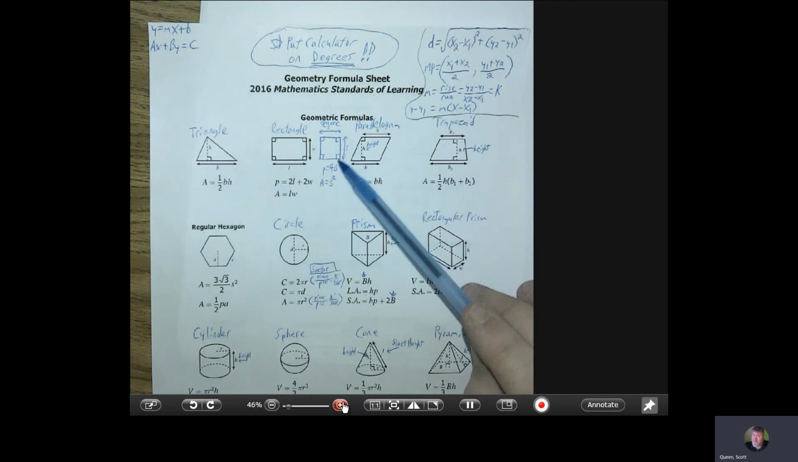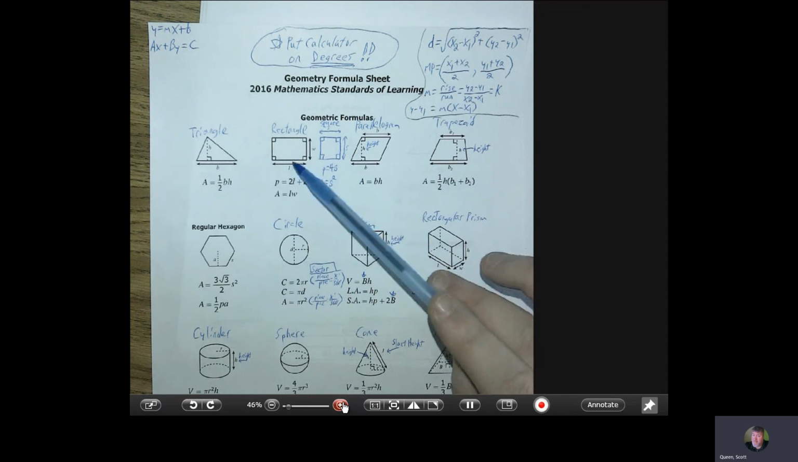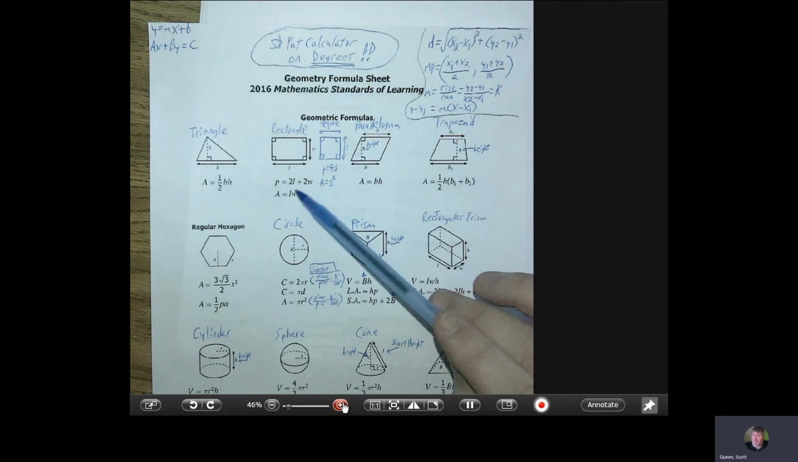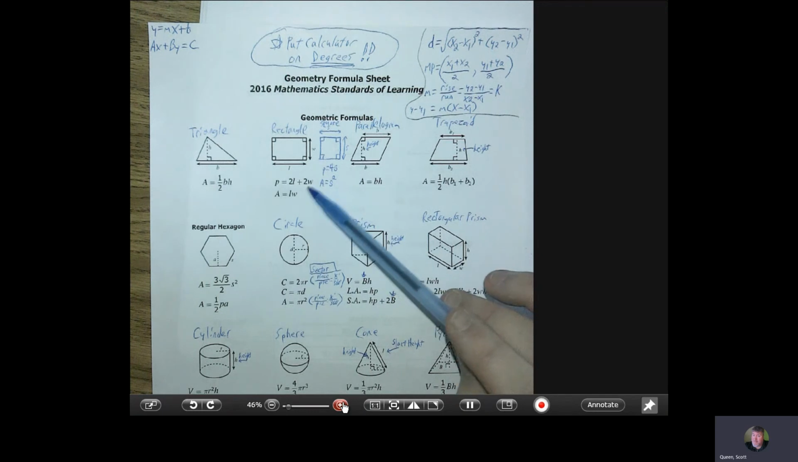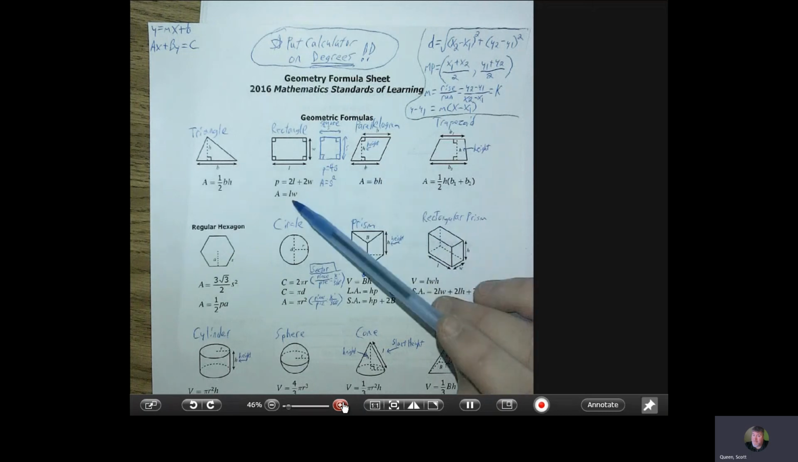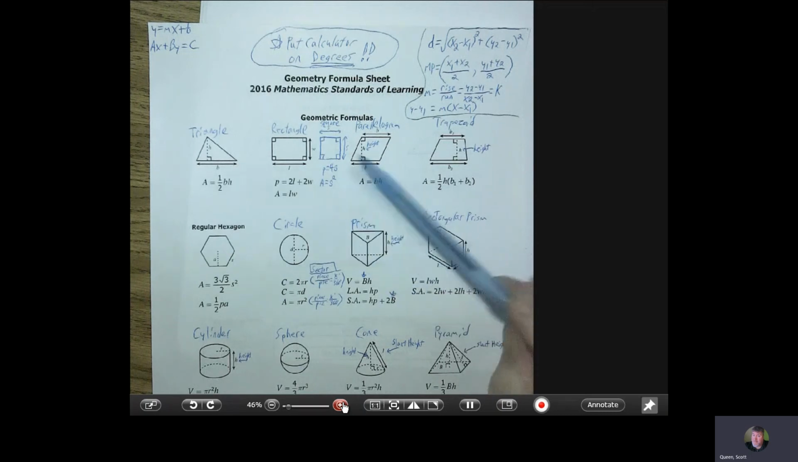Rectangle. Square is not on here, though it is on the algebra sheet, but a square is a rectangle, so this still works. However, there's some shortcuts for the square. So instead of this times that plus this and this, for perimeter, you can just add up the 4 sides or multiply 4 times the side. And then area, length times width. Side squared, that's a side times side. It's still length times width, but it's a slight little shortcut.